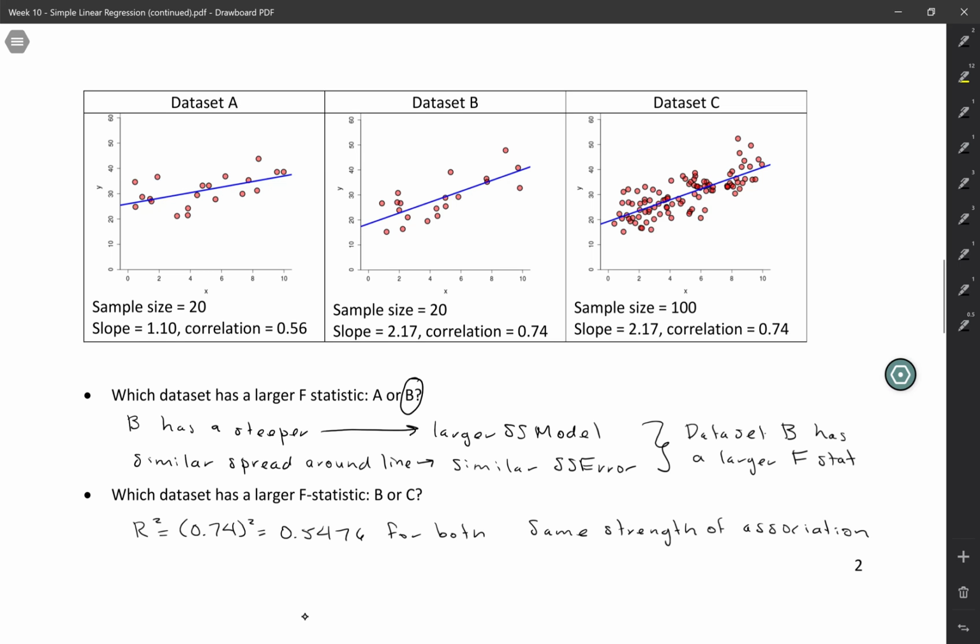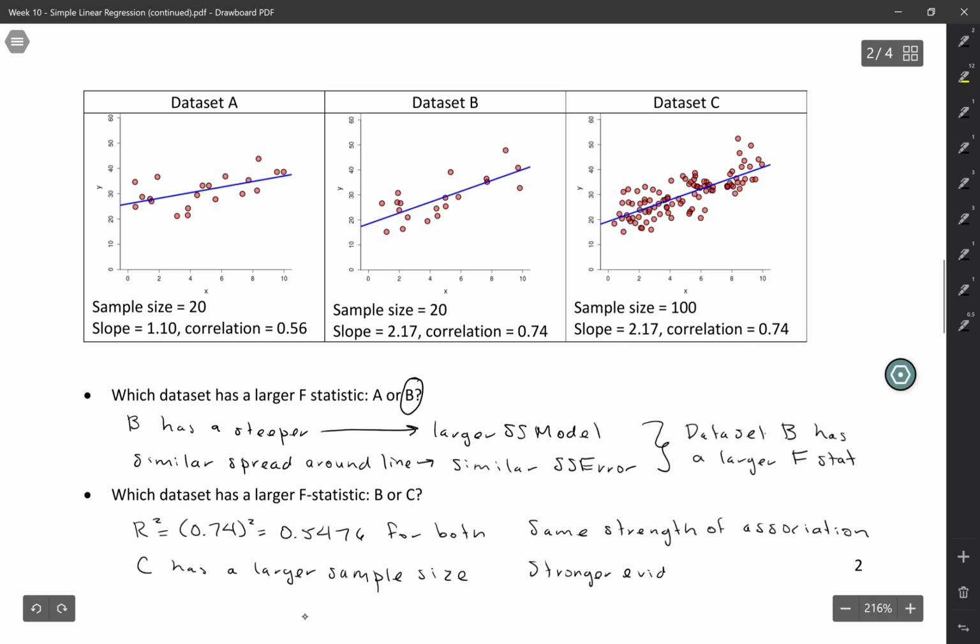So then what distinguishes these two is the sample size. So we notice that C has a larger sample size, 100 instead of just 20. So even though they have the same strength of association, C has stronger evidence of an association. And remember, when we're talking about an F statistic, we're talking about the strength of evidence, not just the strength of the association. So that means that C is going to have the larger F statistic.